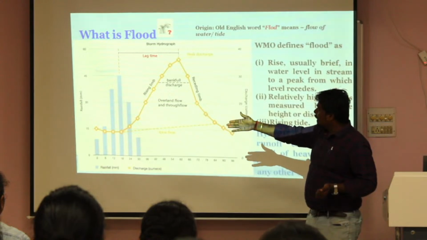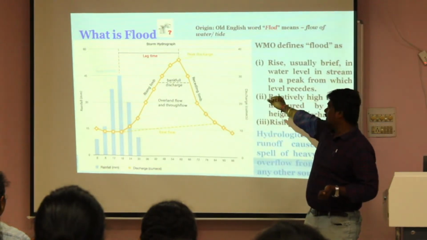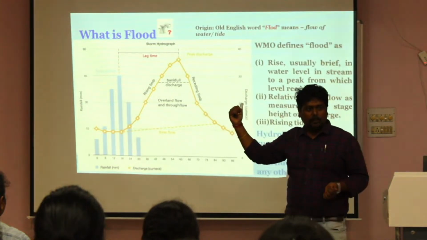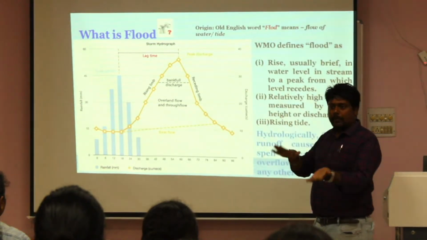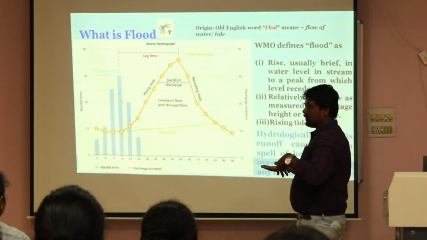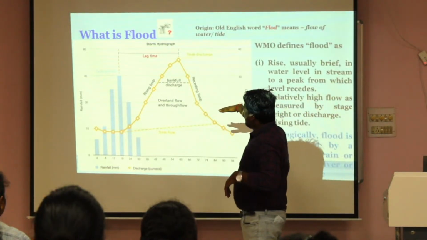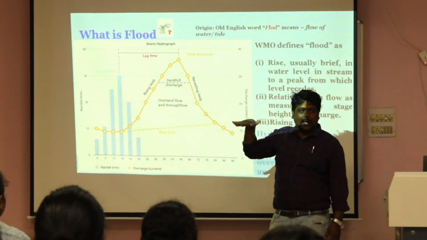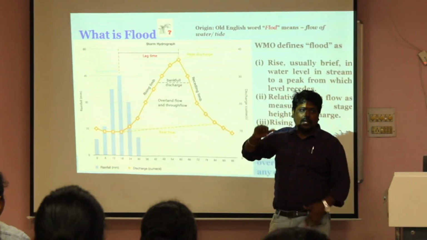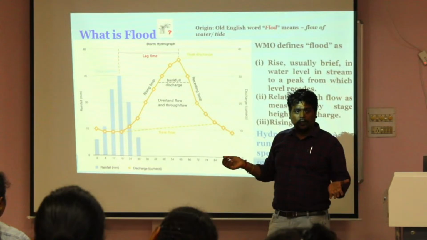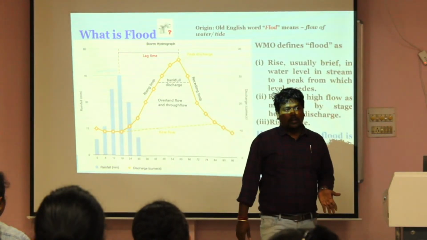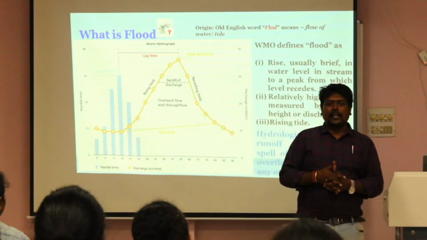The rising limb is called the concentration curve. It depends upon your storm characteristics and catchment characteristics: how the river is getting to the bank level, how it is overtopping. And the side part is your rainfall. How do we represent the rainfall as a graph?